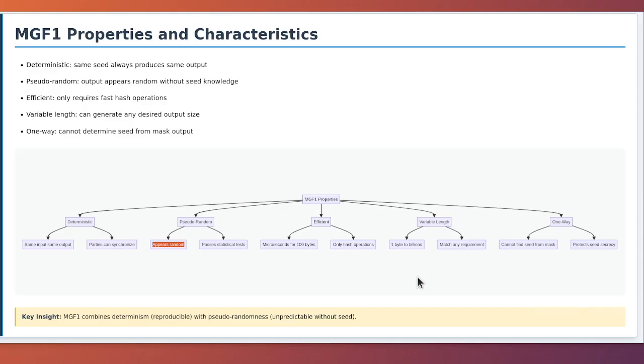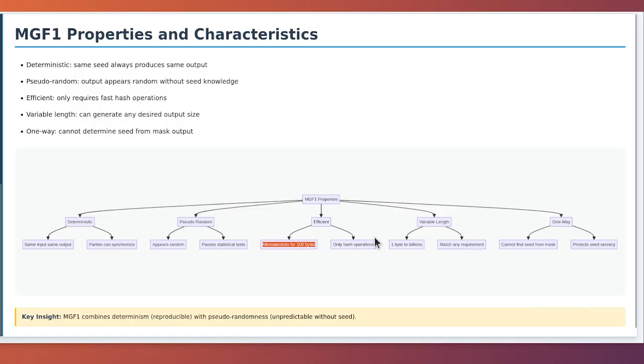Third, MGF1 is computationally efficient. The algorithm is simple and only requires hash function operations, which modern processors can perform very quickly. For a 100-byte mask using SHA-256, you need only 4 hash operations. On a modern computer, this takes microseconds. The efficiency comes from the fact that we are not doing any complex mathematical operations beyond hashing and concatenation.